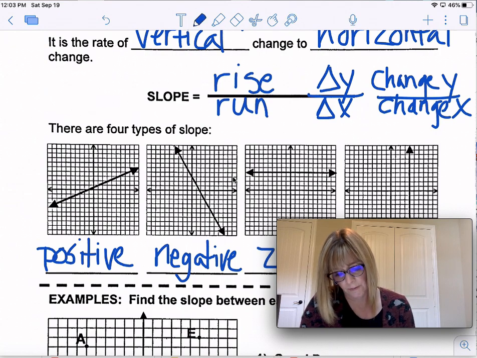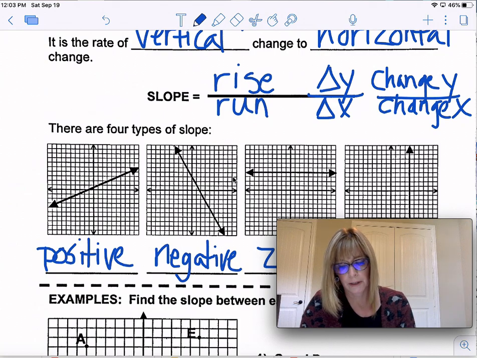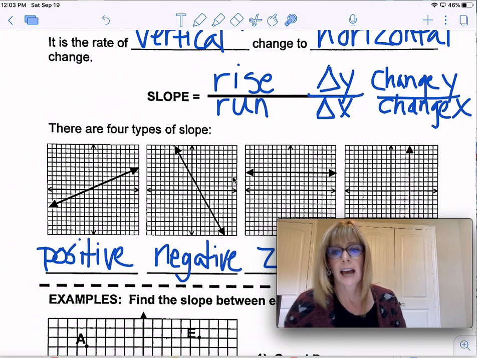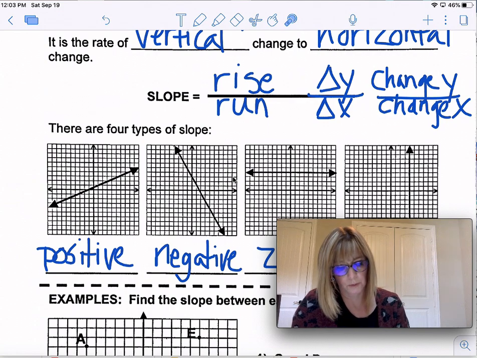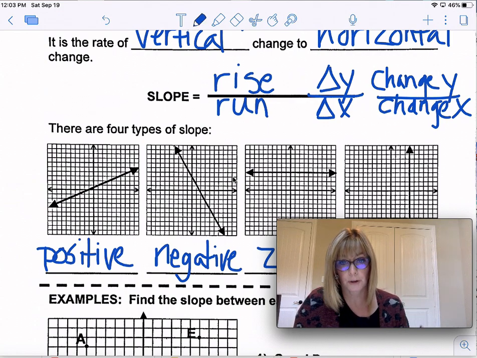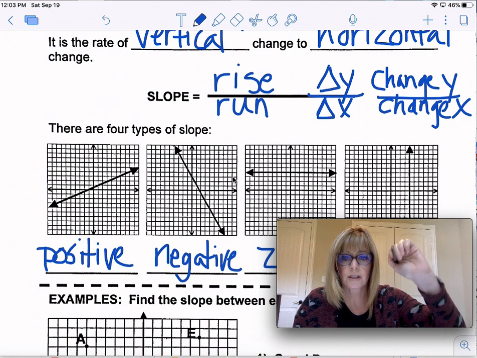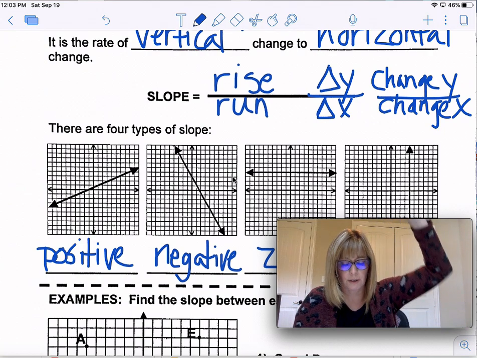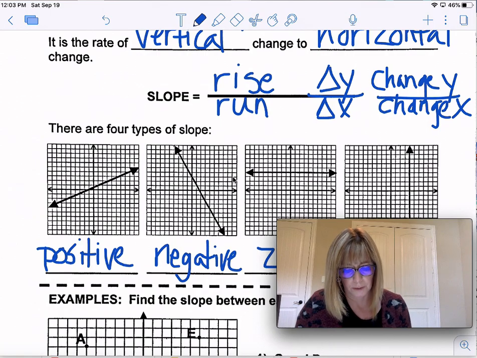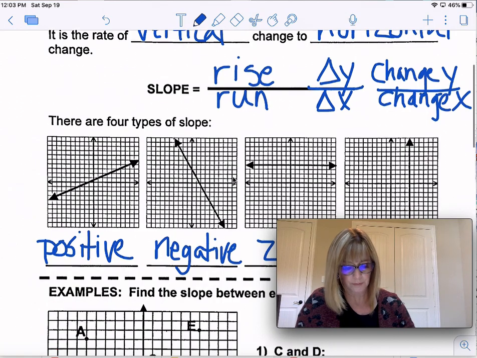And then the last type of slope that we have to be able to identify is a vertical line. A vertical line has an undefined slope. We don't say no slope, we say undefined. If it's a vertical line, its steepness is always changing. There is no horizontal change, so it's always just rising, rising, rising, so it's undefined. We can't really write that as a ratio.